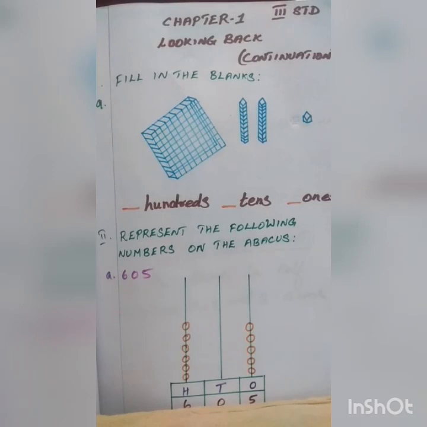Now we recall what are the things we learned in the previous class. What did you learn in the previous class? In the previous class we learned about place values. Say the place values. Ones is denoted as O. Tens is denoted as T. Hundreds is denoted as H. Thousand is denoted as TH.